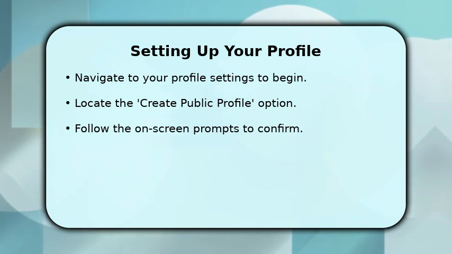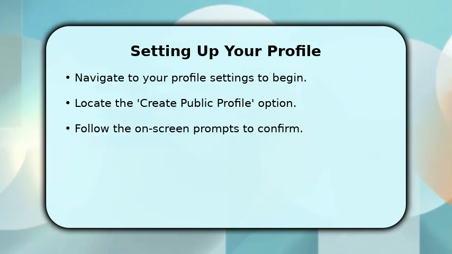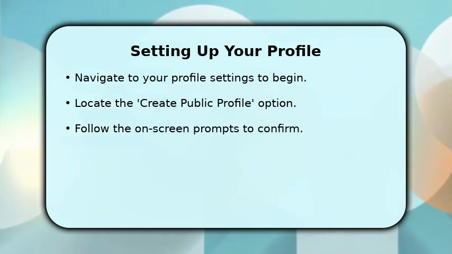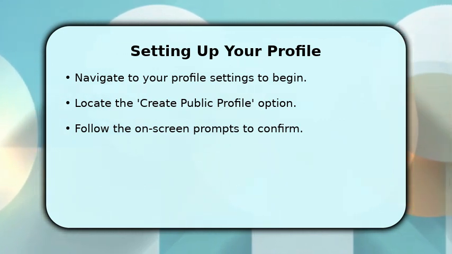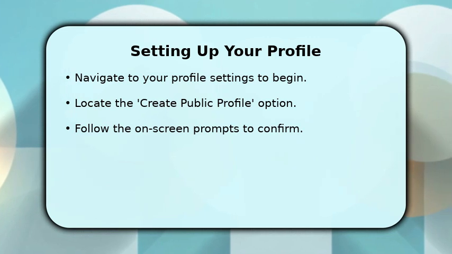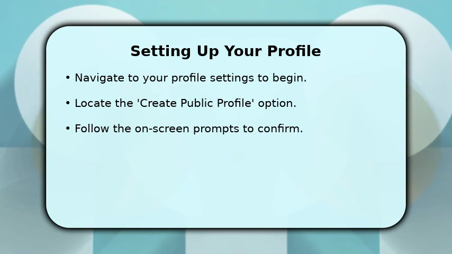Once you meet the eligibility criteria, setting up your public profile is straightforward. Head to your profile screen by tapping your Bitmoji. Scroll down until you see the public profile section, and below that, you should find the Create Public Profile option. Tap this, then follow the simple on-screen instructions to confirm and activate your new public presence. It only takes a few moments.